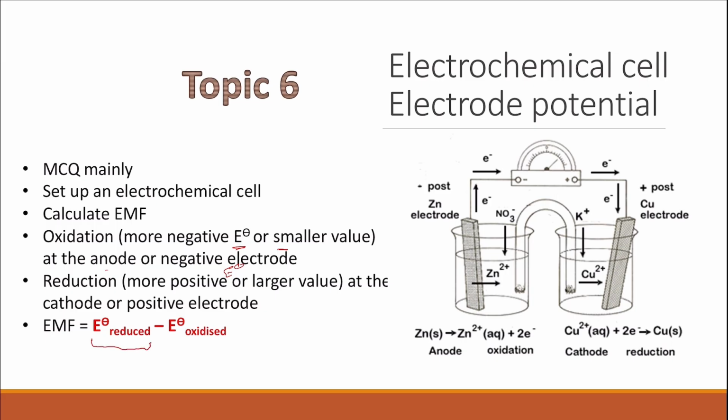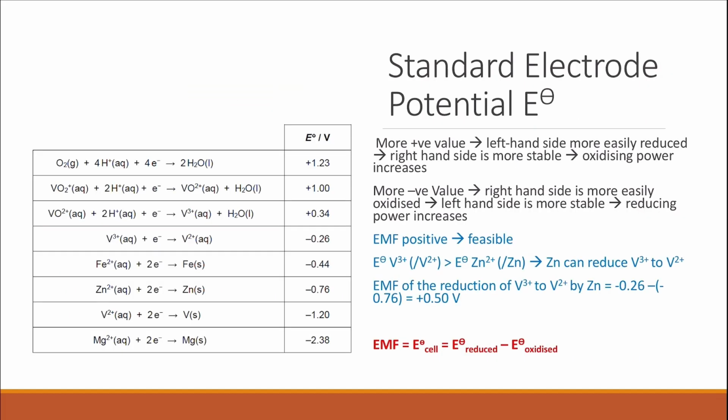For example, here the vanadium 3 to vanadium 2 has a higher standard electrode potential than the zinc 2 plus to zinc. That means zinc can reduce the vanadium. So this is how you're going to answer this. But zinc, for example, cannot reduce the vanadium 2 plus to vanadium because the standard electrode potential here is lower than the one for the zinc.